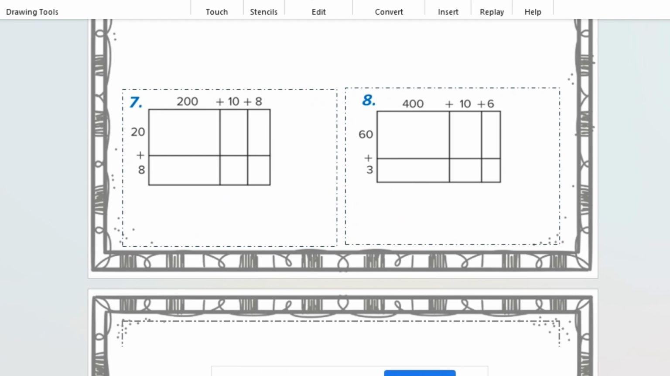So this is an empty one. We just do the same thing. 20 times 200 is 4000. 20 times 10 is 200. And 20 times 8 is what?